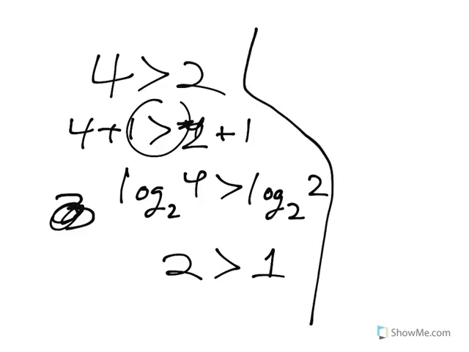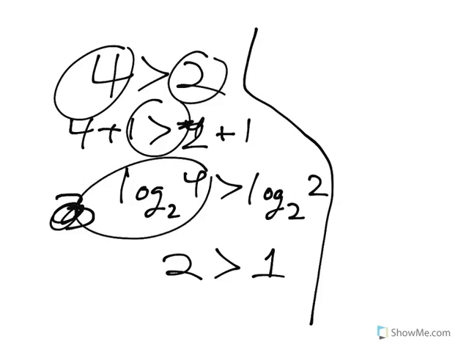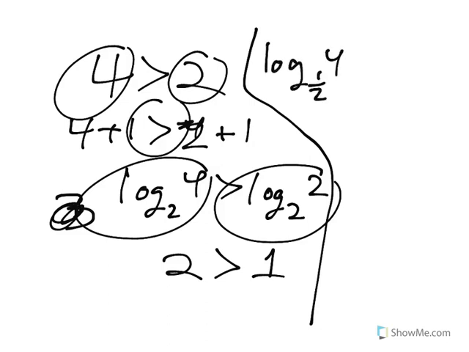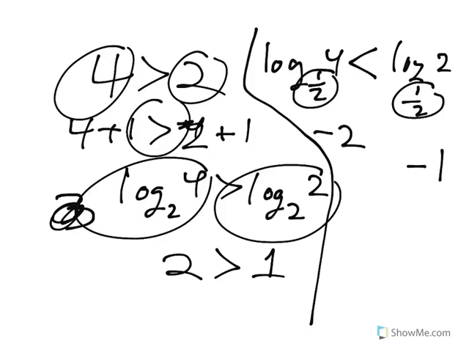But it actually depends on what base I use. Because while it is true that 4 is greater than 2, and it's true that log base 2 of 4 is greater than log base 2 of 2, it's not true that log base 1/2 of 4, when I compare it to log base 1/2 of 2, is greater. Log base 1/2 of 2 is negative 1, log base 1/2 of 4 is negative 2, and it turns out that when the base is between 0 and 1, you would have to reverse the direction of the inequality sign to make it true.